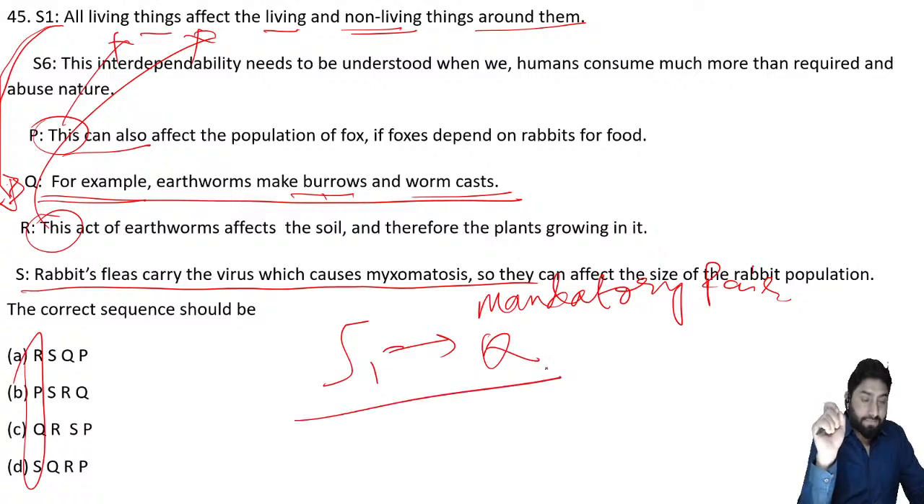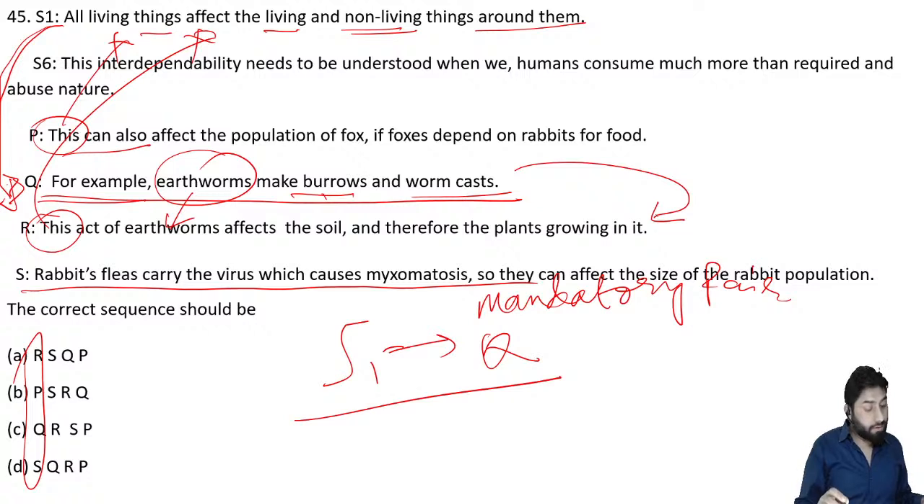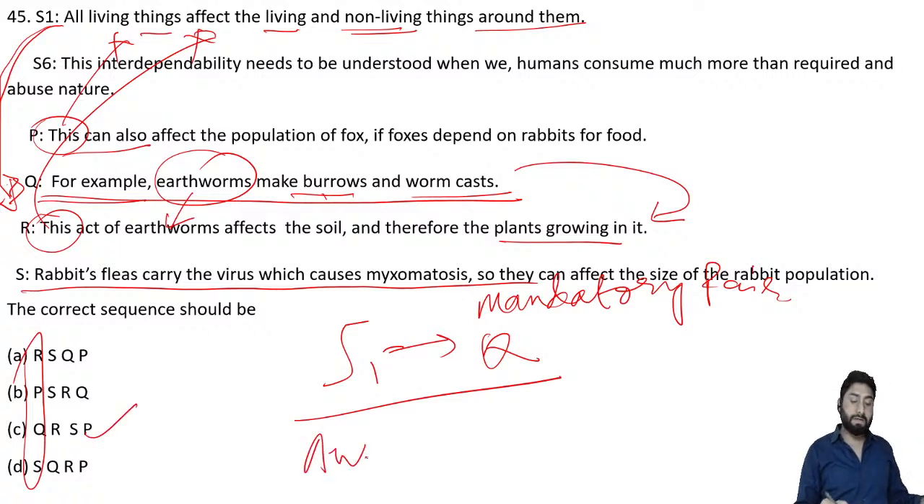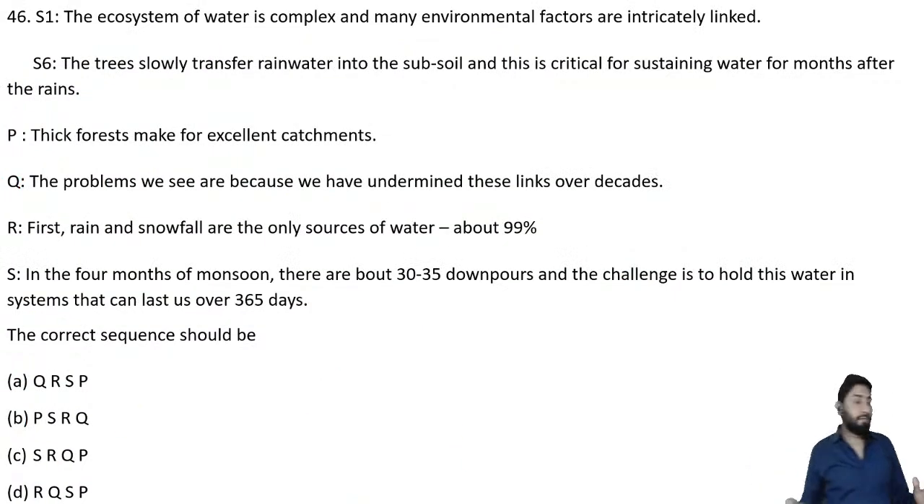So all living things affect the living and non-living things around them. For example, earthworms make burrows and worm casts, right? This act of earthworms, okay, earthworms gets linked with this one. Then you see Q and R, plants growing in it. That's how it is. C is the option. So the answer is C. और ज़्यादा डिटेल में डिस्कशन हम बाद में करेंगे. That's how it is. Next, 46.